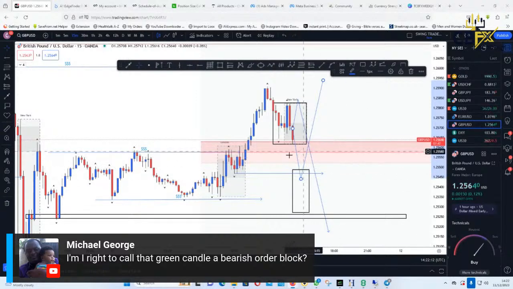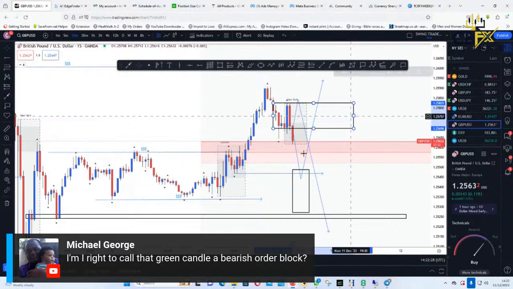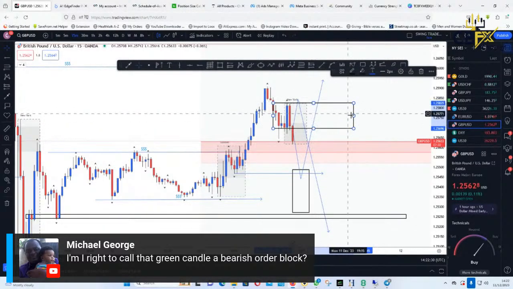It's not the main order block. The main order block is this one right here, but we have a secondary order block right there. So it could still be a very viable trade as well. You could call it a secondary order block, and price comes back to tap into that zone and you look for entries.